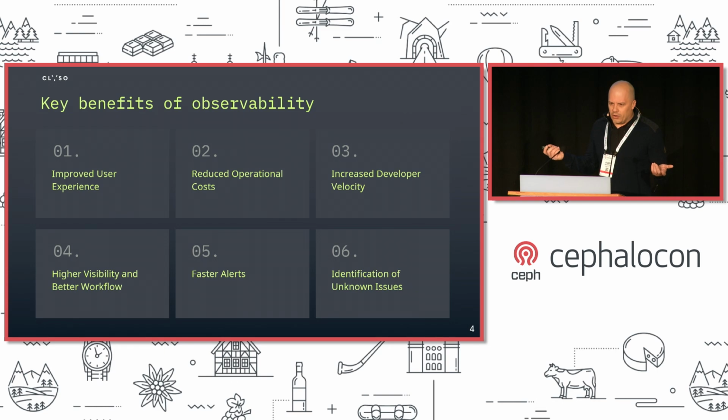Alerts are also an important part of observability. We need to know what's going wrong so that we can handle it somehow.